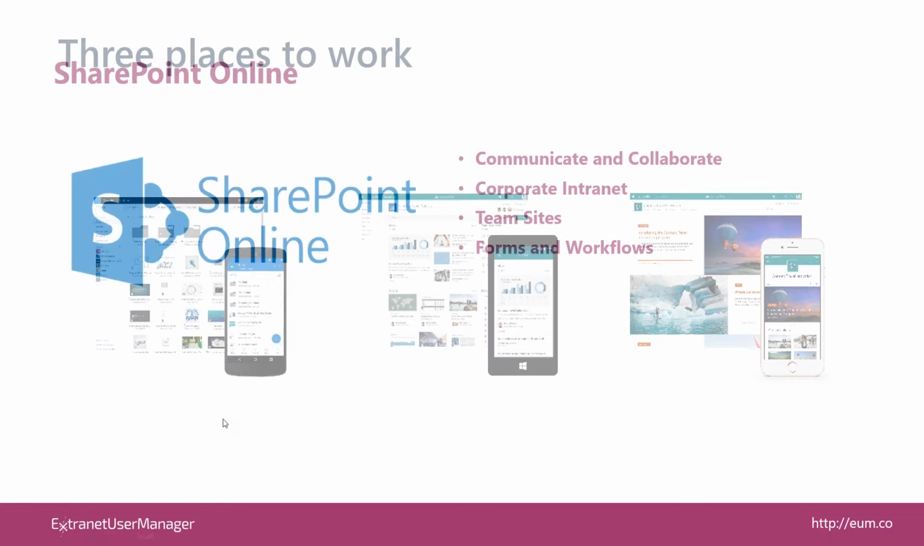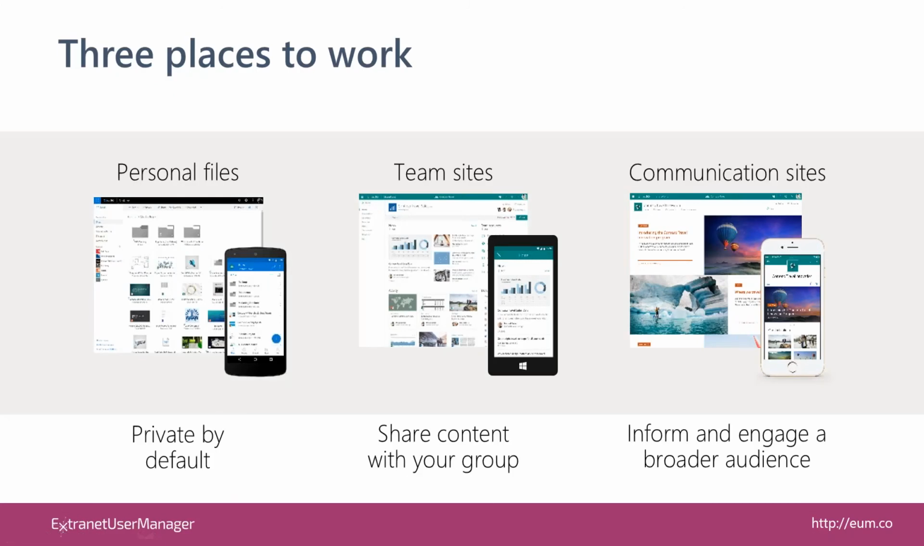I like to think of it as really 3 places to work. The first being the OneDrive for Business. These are personal files that are private by default. You can share them out externally, either with members of your organization or even with external people, depending on what permissions have been set up in your tenant, but it's really by default intended to be private.